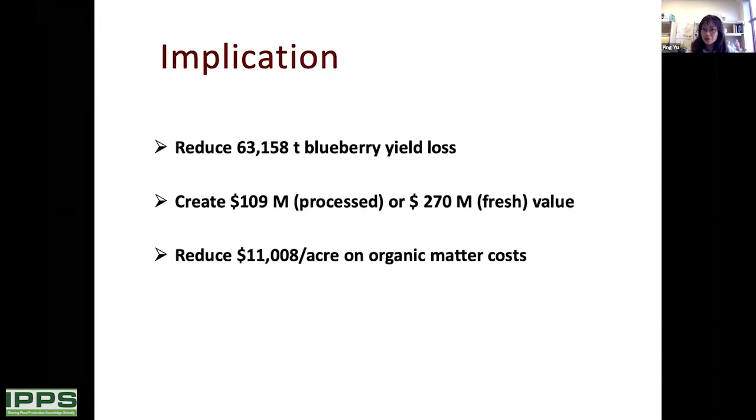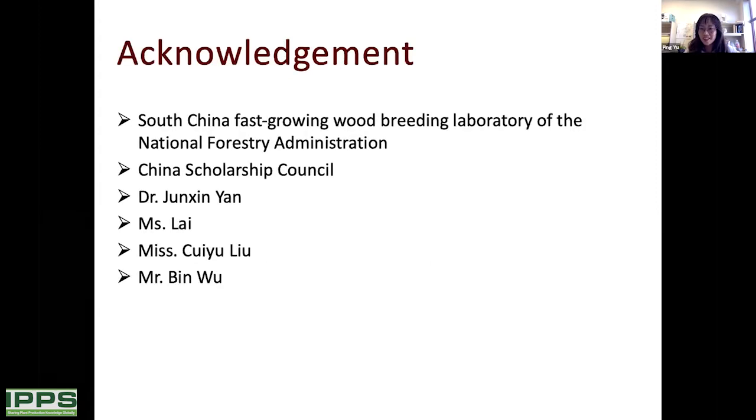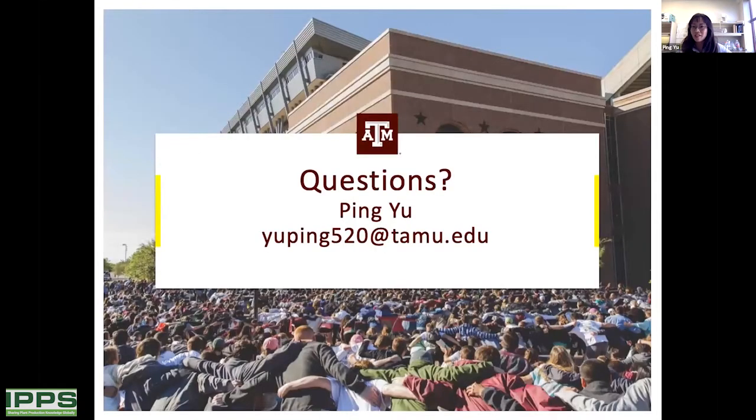And that means we can significantly reduce the blueberry yield loss caused by mechanical harvesting, and we can create more than $100 million for the blueberry industry and reduce a lot of the organic matter costs in blueberry production right now. So we would like to thank all those people who helped us. And with that, I would like to take any questions. Thank you.